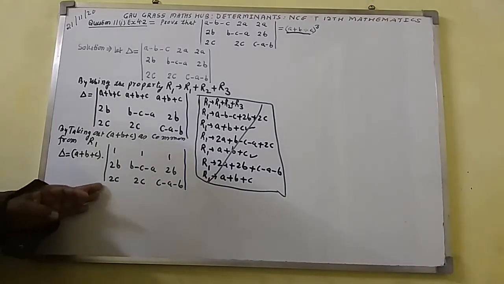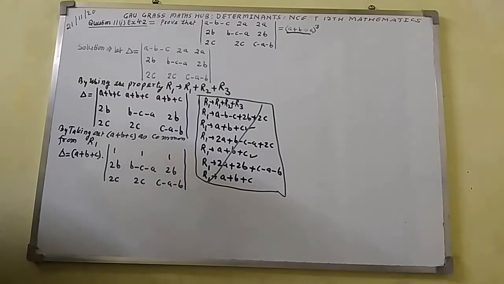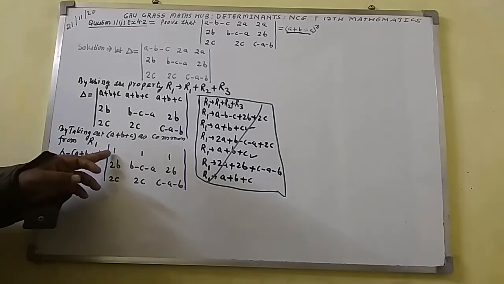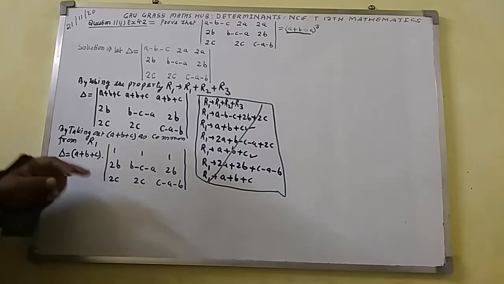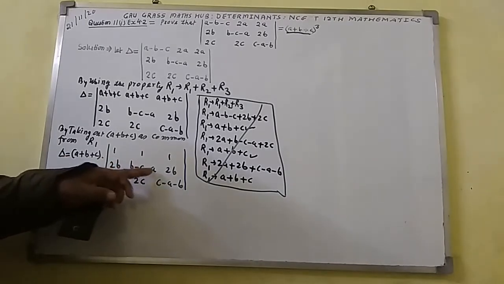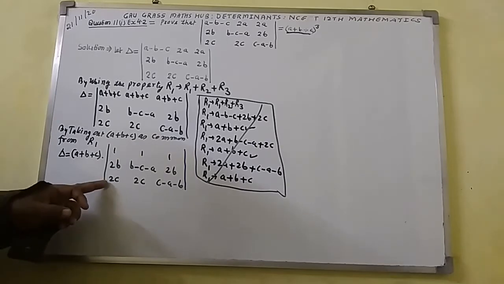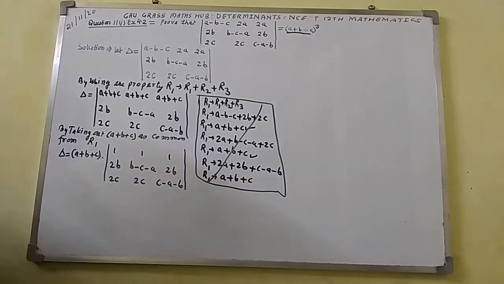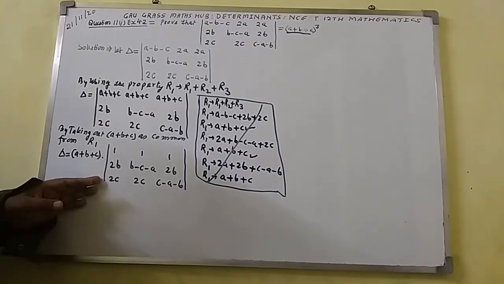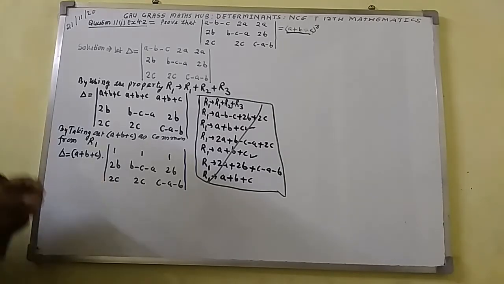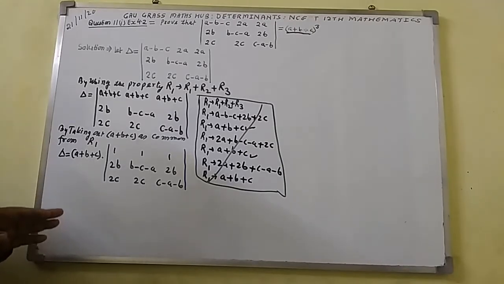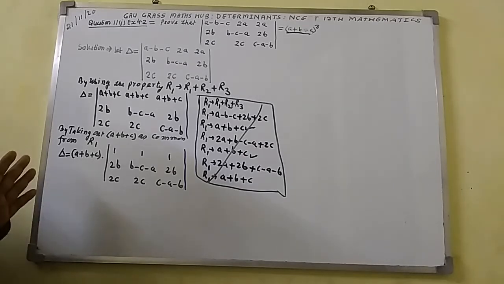Now, here you can refer to this determinant. The elements of the first row are 1, 1, 1. The elements of the second row are 2B, B minus C minus A, 2B. The elements of the third row are 2C, 2C, C minus A minus B. So here, this determinant is going to be expanded only if in any one row or any one column the maximum number of 0s must come.